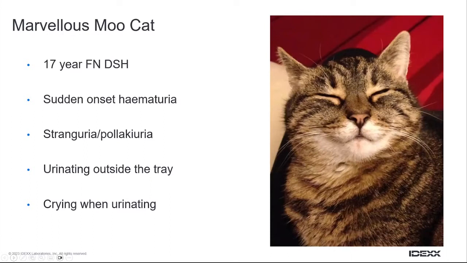And she was a 17-year-old female neutered domestic short hair cat who had been with me for many, many years, and then fairly acute onset hematuria. So that was a concern. And what we then saw was that she was urinating outside the tray. She was urinating small quantities. She had urgency and was actually crying when she was urinating. So there was clearly pain involved in that. So clearly signs of feline lower urinary tract disease.